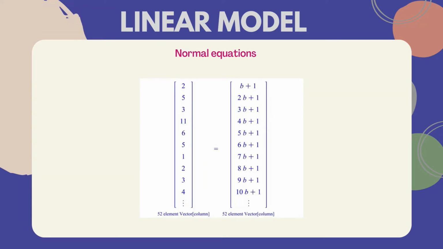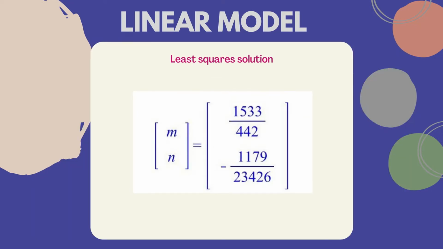The next section is for the normal equation. Next, we need to find that m and n are the vector of v by multiplying the inverse of A transpose with A and multiply with A transpose times B in order to obtain the least square solution that is 1533 over 442. Another one is negative 1179 over 23,426.